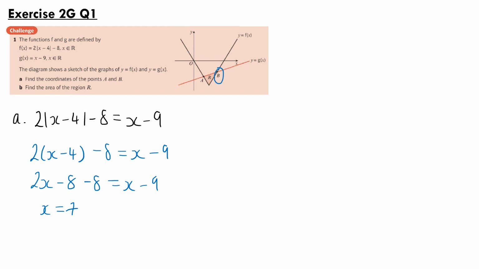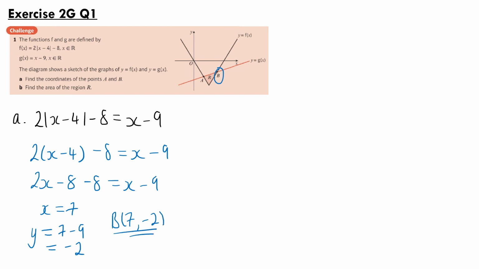Now if we want to find the y coordinate, we can just use either f of x or g of x. g of x is simpler here. So to find the y coordinate, we're going to do 7 take away 9, which is minus 2. So B has coordinates (7, -2).